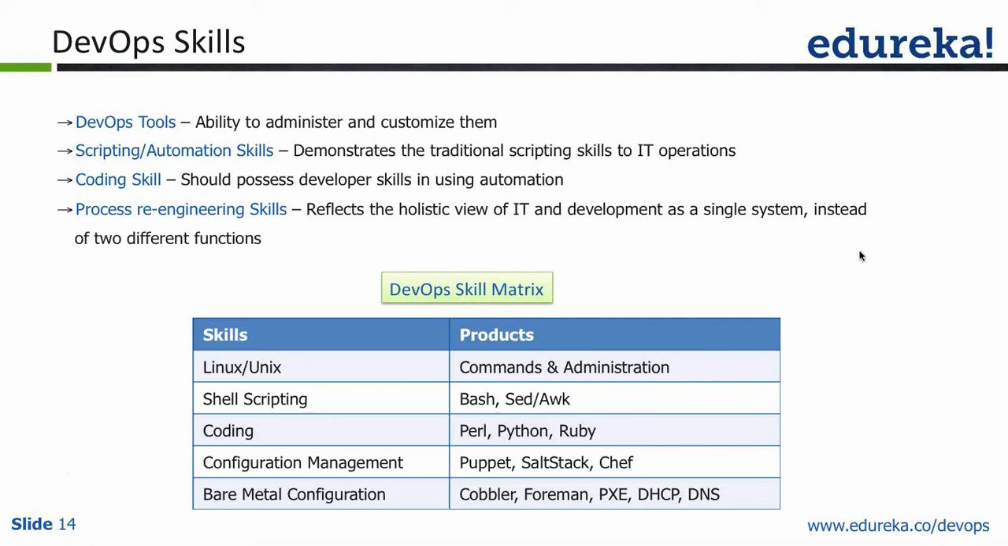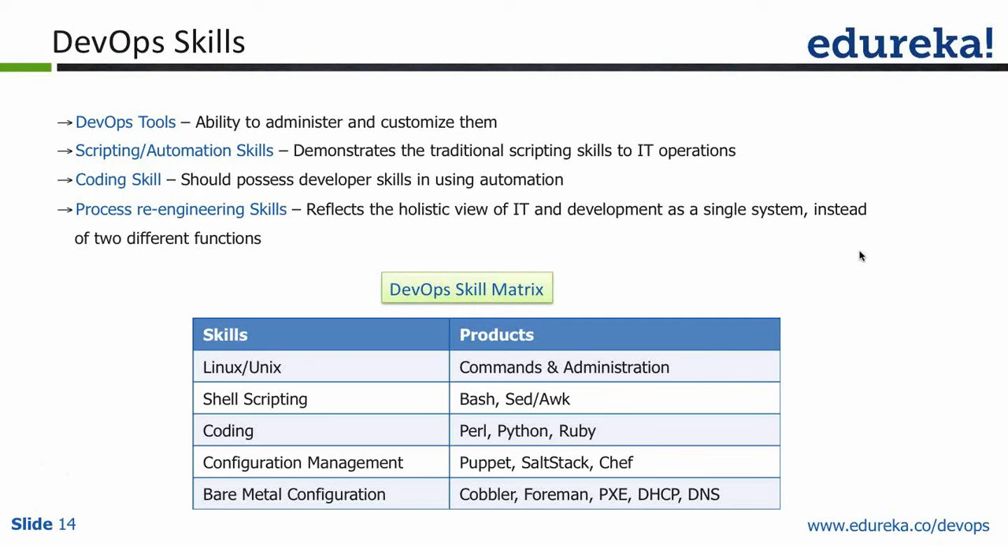But these are the DevOps skills. So DevOps, we need to have, of course, a lot of tools so that we can administer and customize our services or monitor our services. As a DevOps, we need to have scripting and automation skills. Automation, because, again, if you have a lot of dependency on manual processes, you cannot go very far. So we need to have scripting or automation skills.